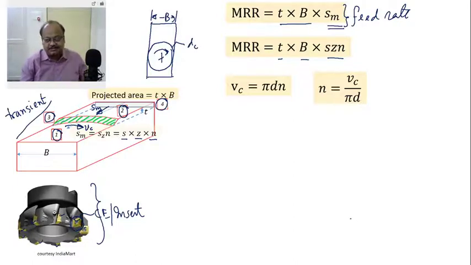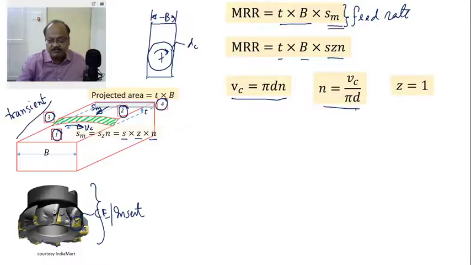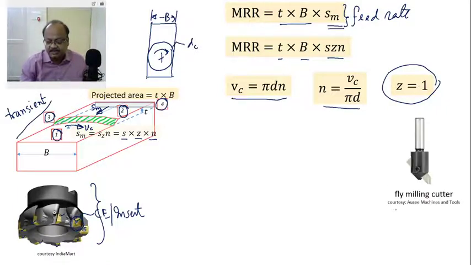So what we have done is that this is Vc equal to pi D N, N is this much, and one more assumption we have done. This particular cutter is not having 9 cutting edges as we have already counted. Instead of that, it is having only 1 cutting edge. Such a cutter, does it exist? Yes, such a cutter does exist in industry, and that is called a fly milling cutter.